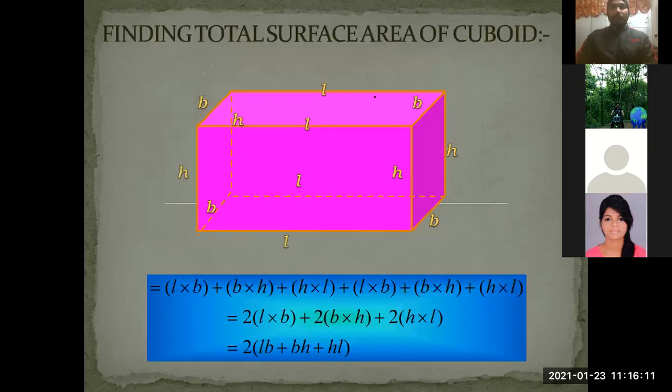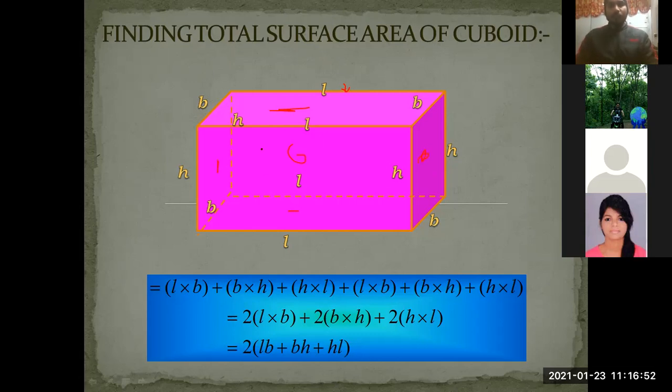So how will we find the total surface area of the cuboid? There are six surfaces in the cuboid, and each surface has a different area. Opposite faces are equal to each other. That means this wall and the wall just behind it are two equal surfaces. The roof and the floor are equal surfaces, and this wall and that wall are equal.